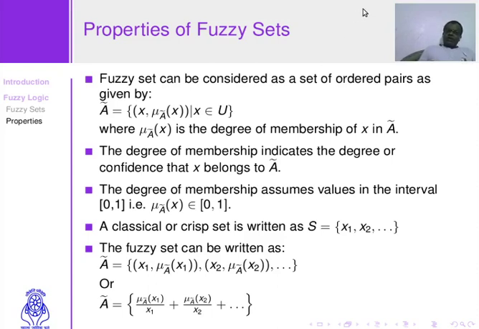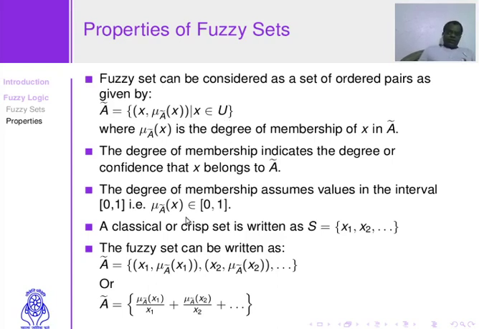So we can consider a fuzzy set as a set of ordered pairs written like this. Each element in a fuzzy set is a pair where x is the element itself and mu A(x) its degree of membership. So we write a fuzzy set like this. This is the standard notation for a fuzzy set.